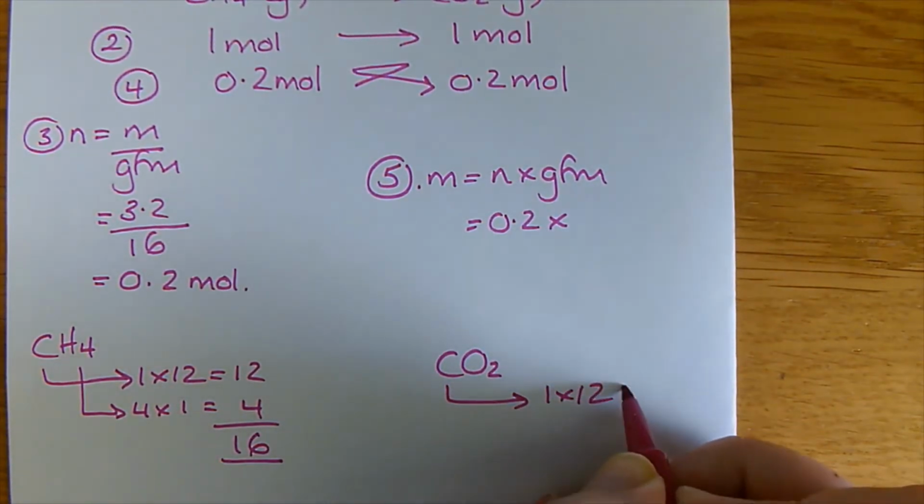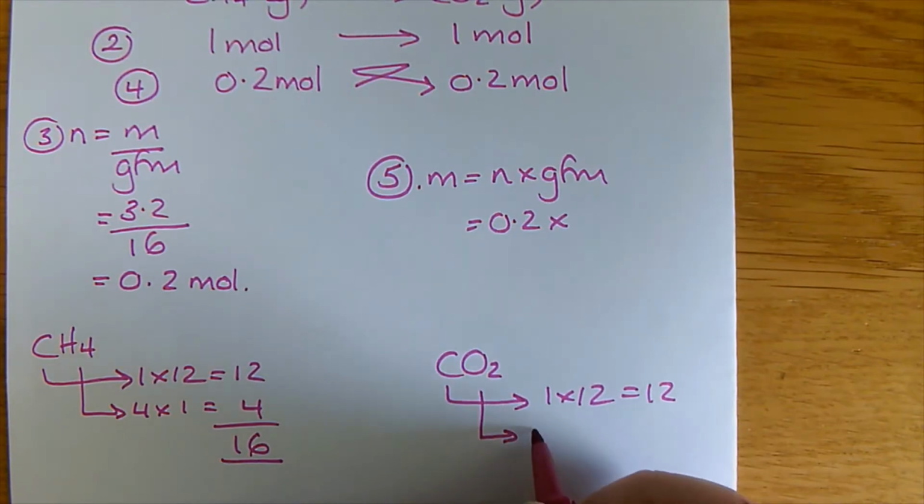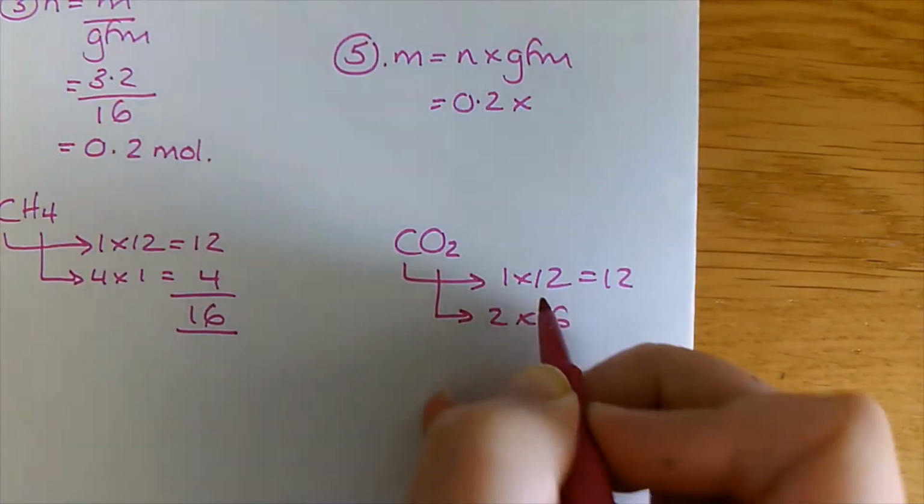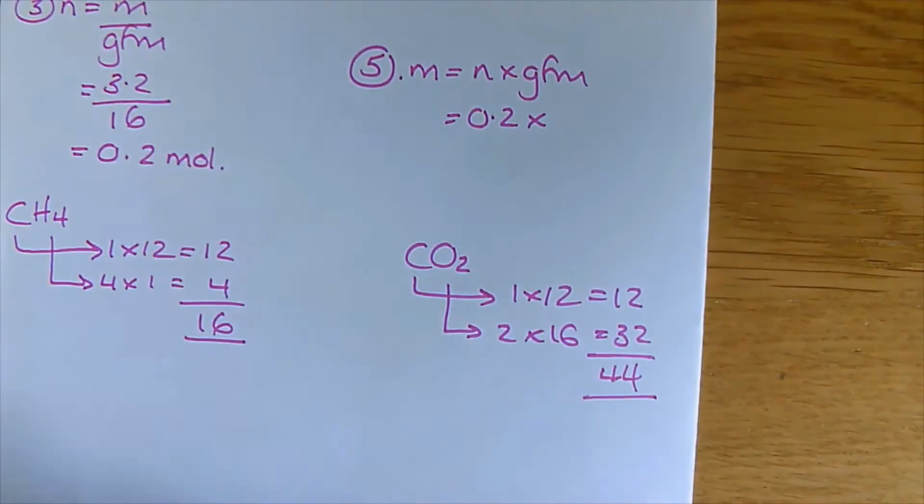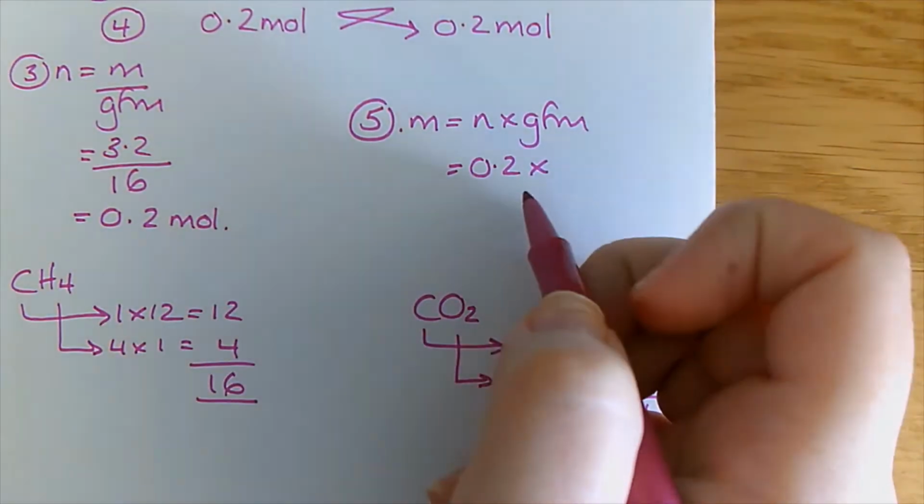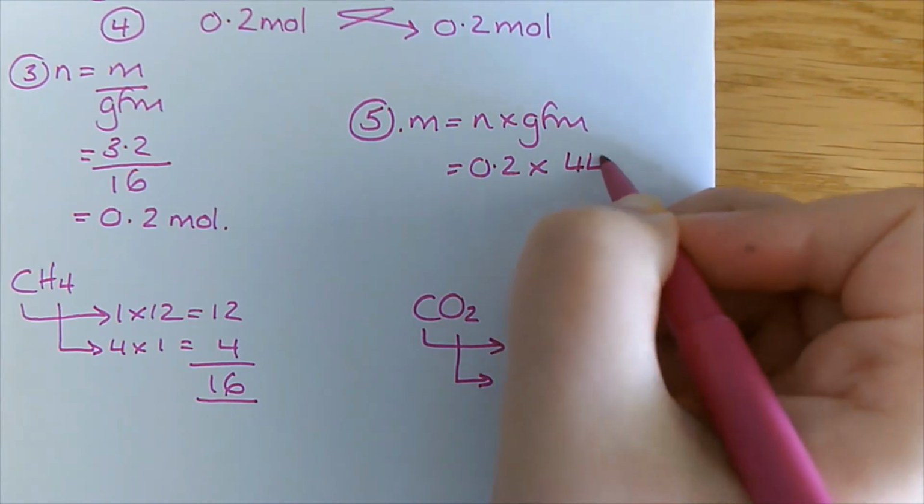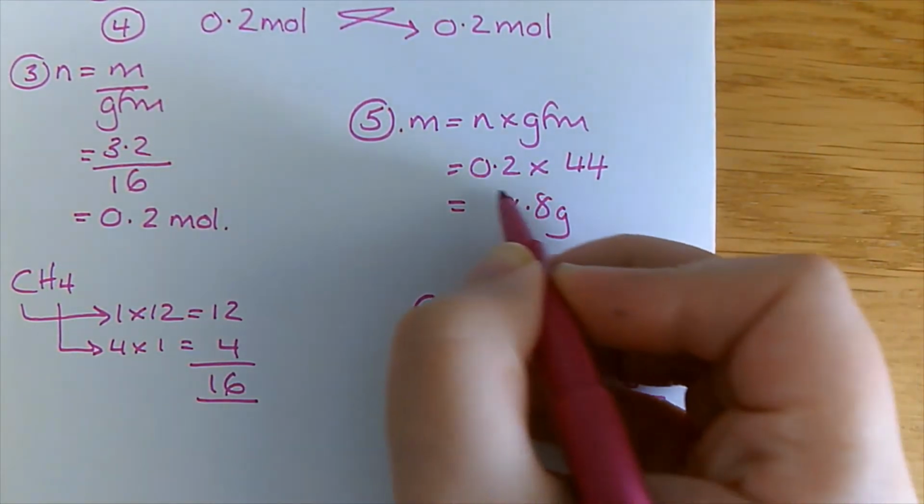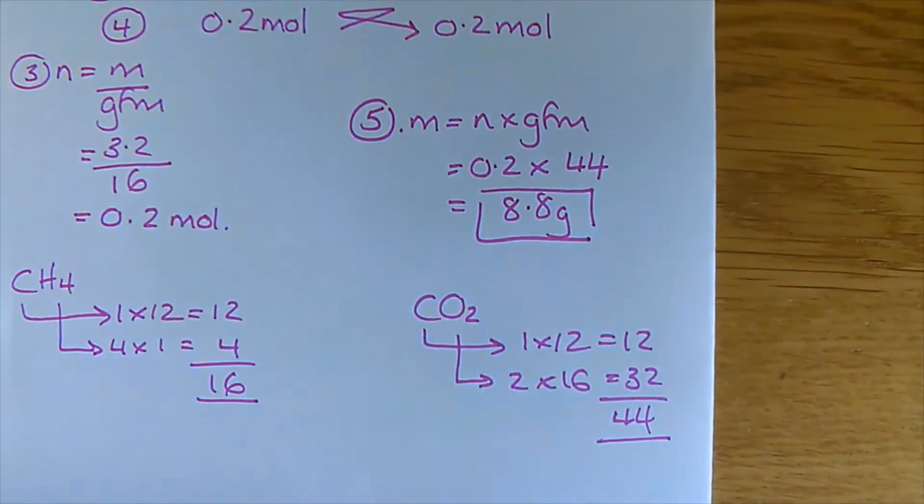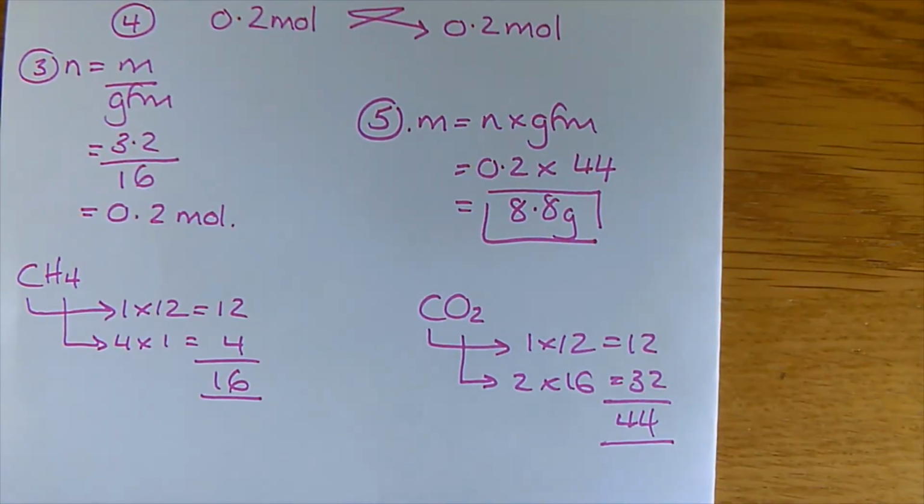We have 1 carbon and we have 2 oxygens. Add that up, we get 44. 0.2 times 44 will give you 8.8 grams. So the mass of carbon dioxide produced in the reaction of 3.2 grams of methane with excess oxygen is 8.8 grams.